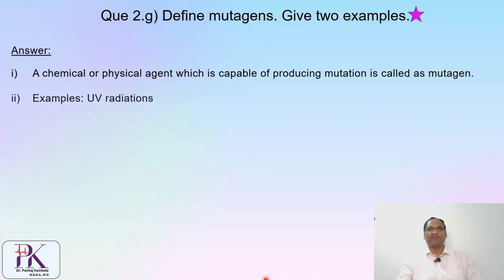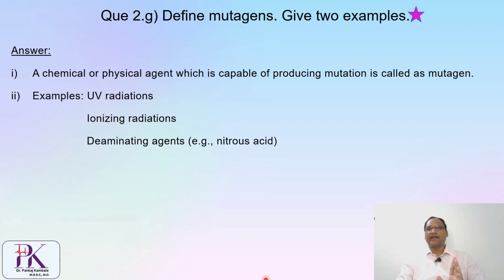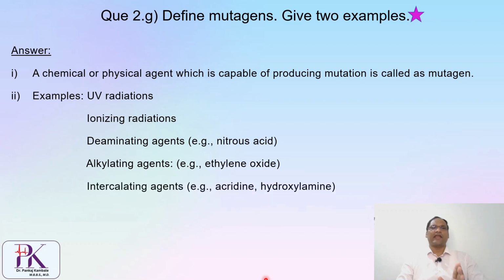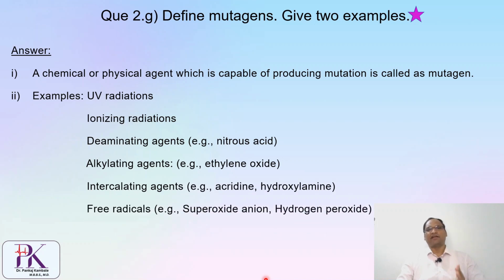What are the examples of mutagens? UV radiation, ionizing radiation, deaminating agent, for example nitrous acid, alkylating agent, for example ethylene oxide, intercalating agent, for example acridine, hydroxylamine, and free radicals like superoxide anion and hydrogen peroxide. So these are the examples of mutagens: UV radiation, ionizing radiation, deaminating agents, alkylating agents, intercalating agents, and free radicals. Let's see the upcoming question.